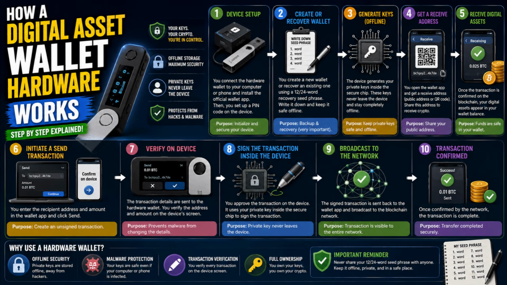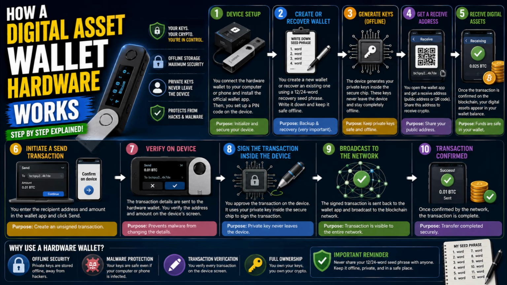Now, when the user wants to send digital assets, they enter the recipient address and amount in the wallet app. This creates an unsigned transaction, meaning the transaction is prepared but not yet approved by the private key. After that, the transaction details are sent to the hardware wallet for verification. The user checks the recipient address and amount directly on the device screen. This step is very important because it helps prevent malware or fake software from secretly changing the transaction details.